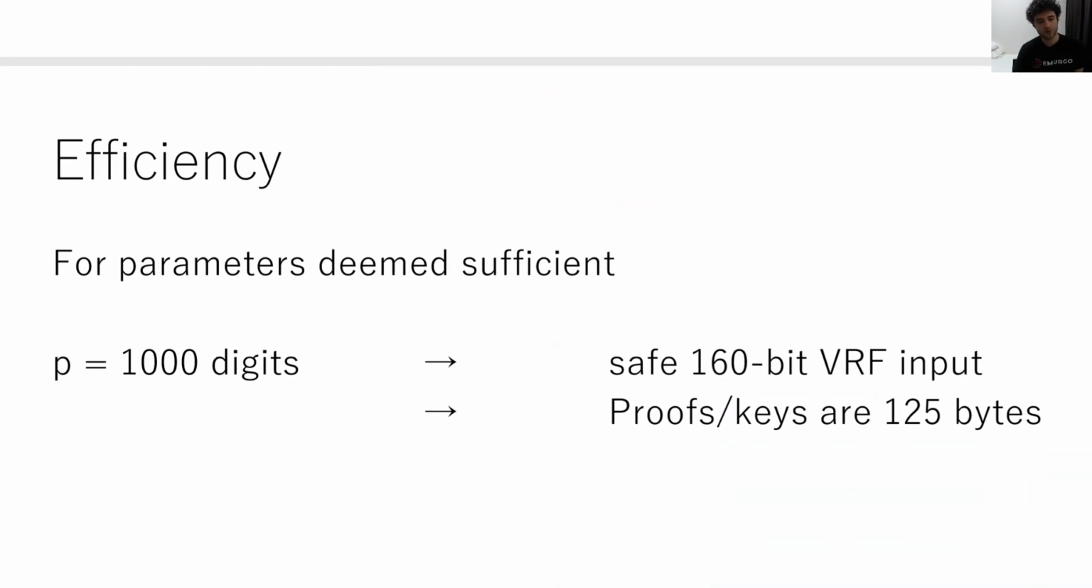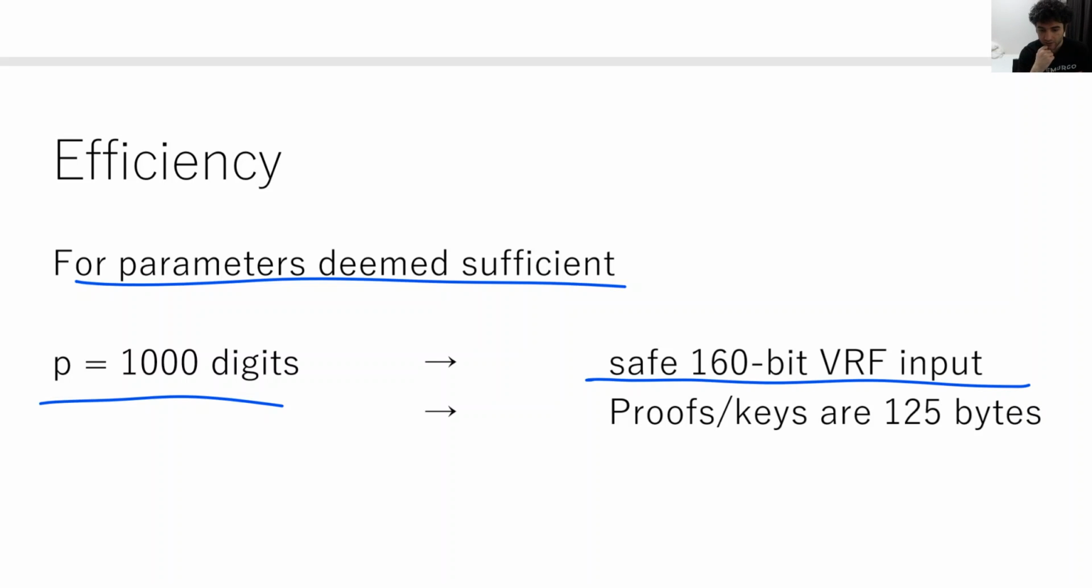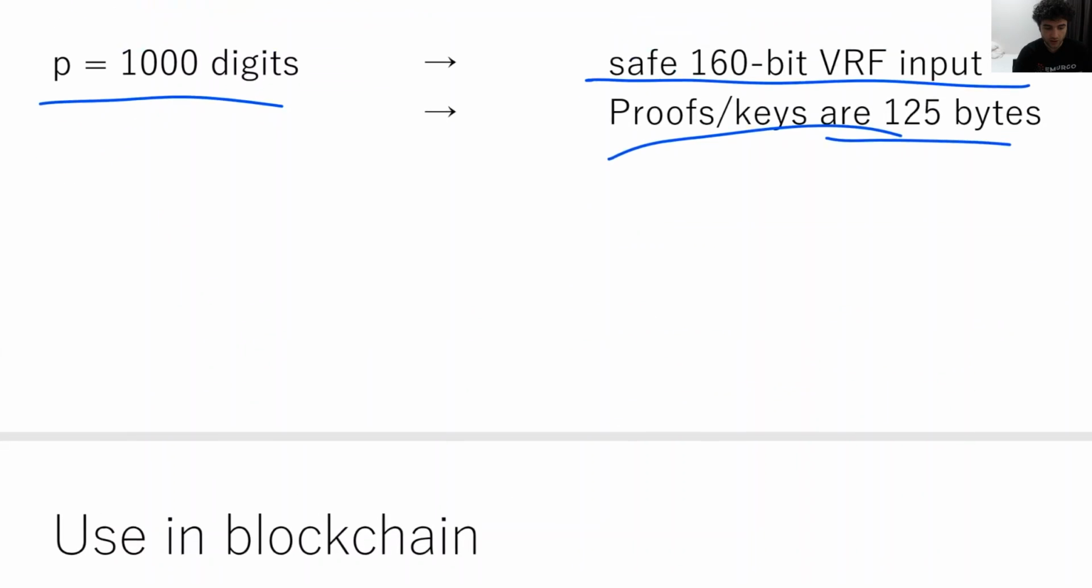Okay, and so how efficient is this algorithm with respect to the properties we want from a VRF? For parameters deemed sufficient for your implementation of the bilinear map, which is given in the paper, we say that if you have 1,000 digits for the order of the group, then you can get a safe 160-bit VRF. And then the proof and keys are 25 bytes in length, which is the equivalent of 1,000 bits.